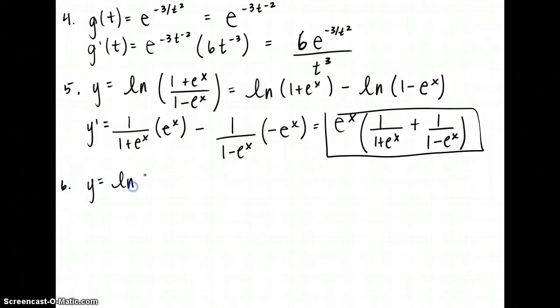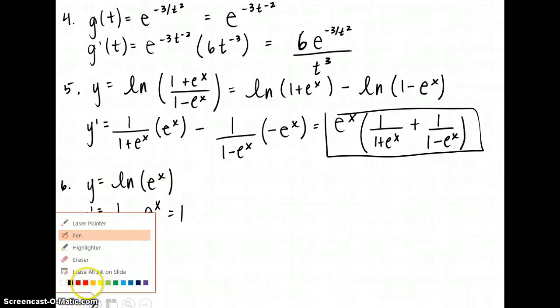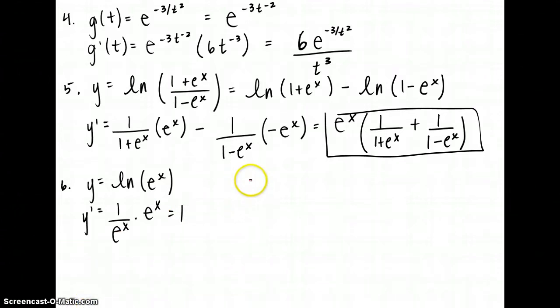Y equals natural log of e to the x. Alright, so the derivative would be 1 over the expression times the derivative of the expression. So that's just 1. So let's talk about a property here. ln of a to the n. We know that that exponent comes out front. Alright, that's our one rule we looked at.